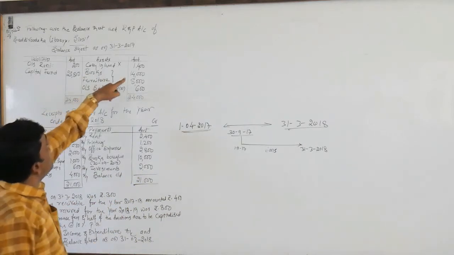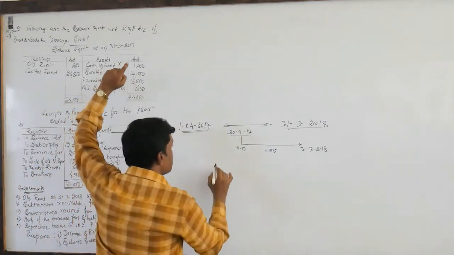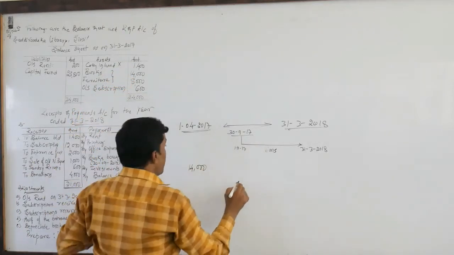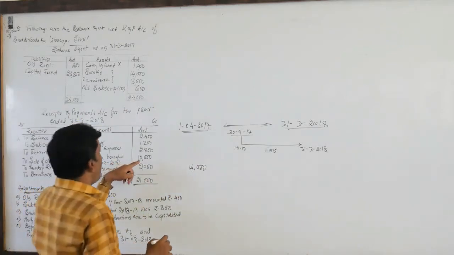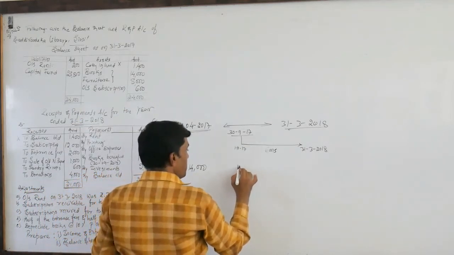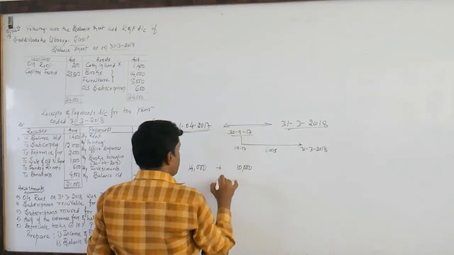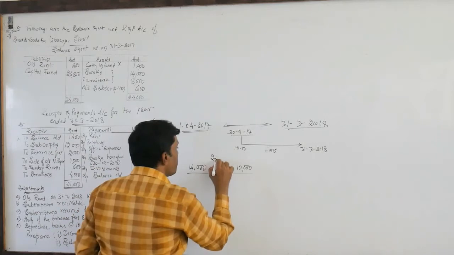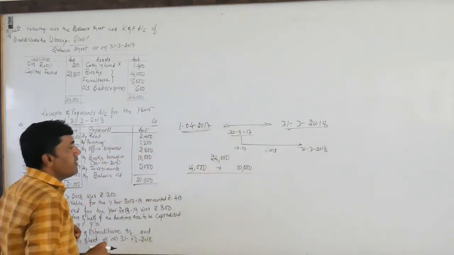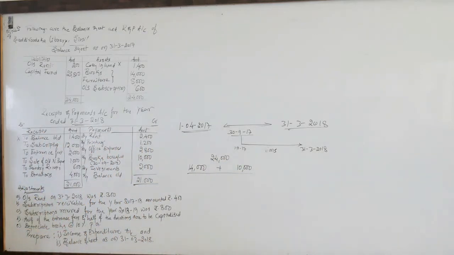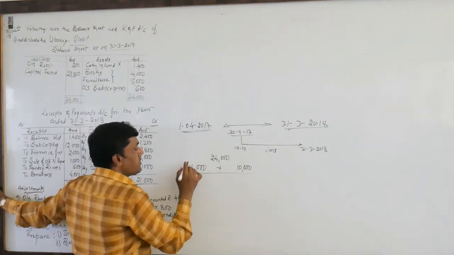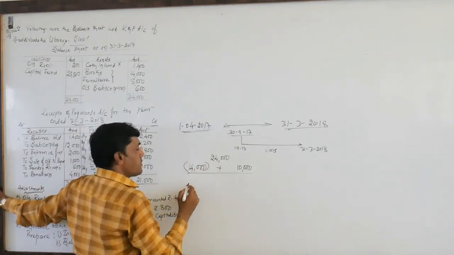See here, books are 14,000 on the opening date. Additionally purchased books are of rupees 10,000. So total books are worth rupees 24,000. But in the adjustments, depreciate books at 10% per annum. We need to charge this on the opening books.